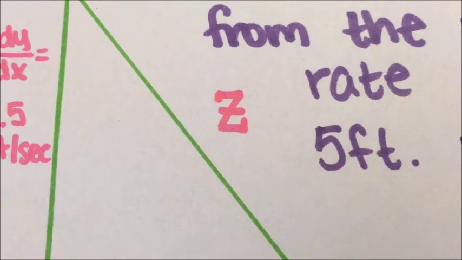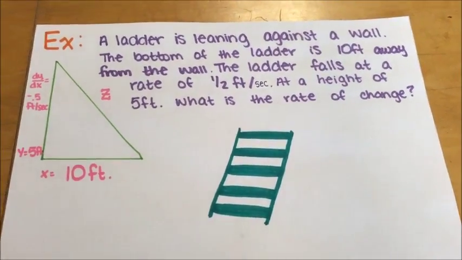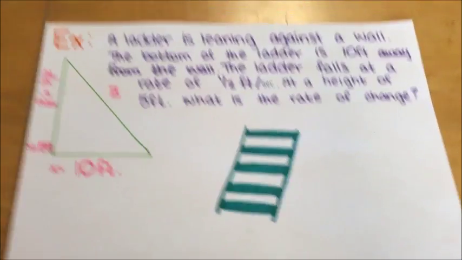So, what do we have to find? We have to find the length of the hypotenuse, and we also have to find the rate of change of the length of the hypotenuse. That's a lot of words, so let's just get right into solving.